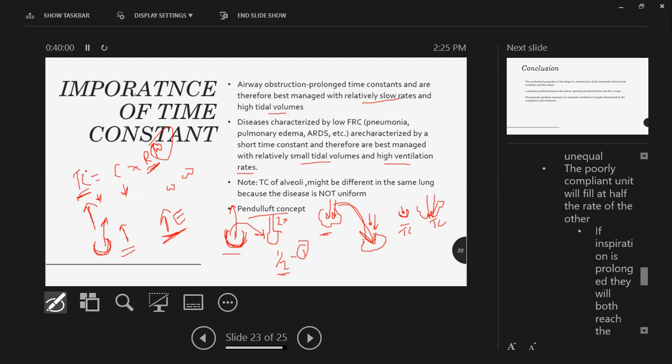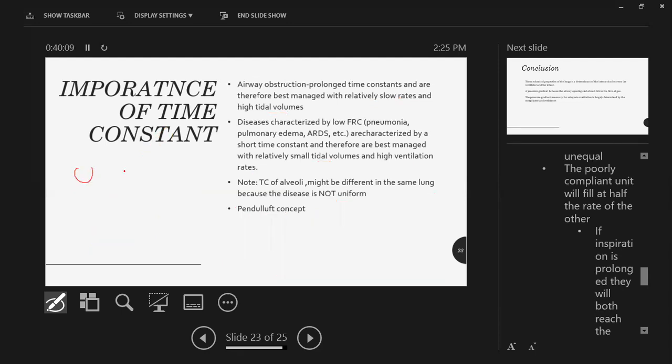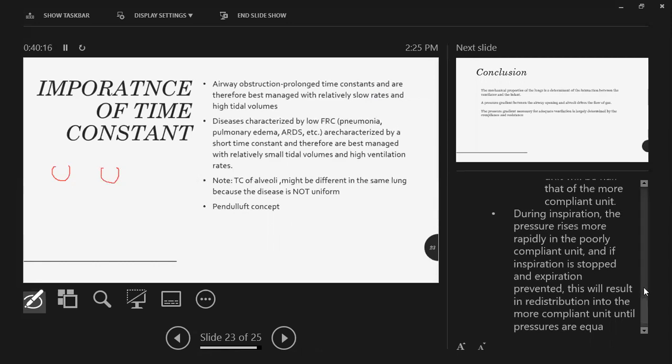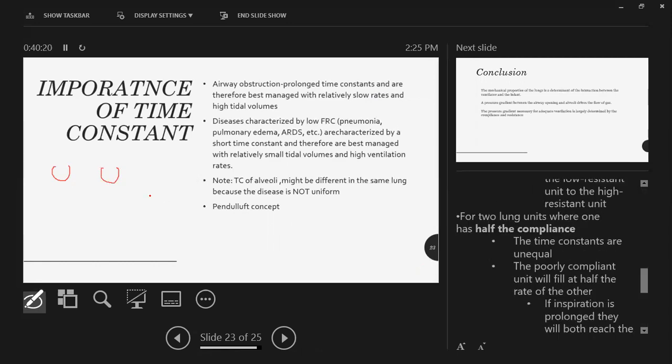So here there are two lung units, and one is having a poor compliance, or half the compliance of the other unit. Which one we will take, this one, okay. So this one has half the compliance. So time constants are again unequal, isn't it? So here time constant is small, here time constant is normal, or compared to this, time constant is reduced in the less compliant area. So this one will again fill at half the rate of the other. Poorly compliant unit will fill at half the rate of the other.